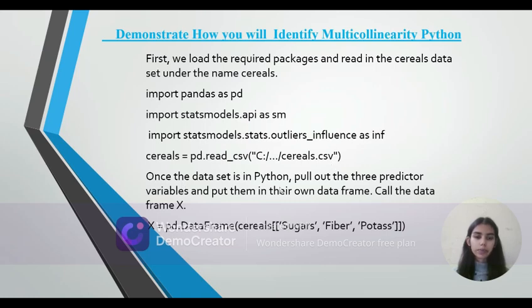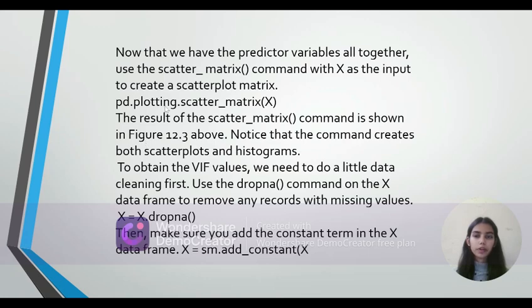Once the dataset is in Python, pull out the three predictor variables and put them in their own data frame. Call the data frame X. Now that we have the predictor variables all together, use the scatter matrix command with X as the input to create a scatter plot matrix. The result of the scatter matrix command is shown. Notice that the command creates both scatter plots and histograms.